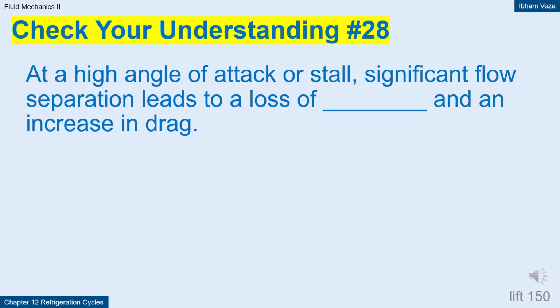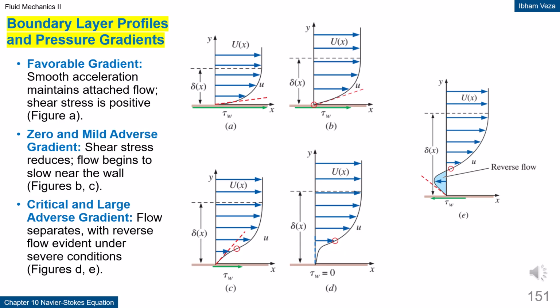Check your understanding. Number 28. At a high angle of attack, or stall, significant flow separation leads to a loss of lift and an increase in drag. Boundary layer profiles and pressure gradients.